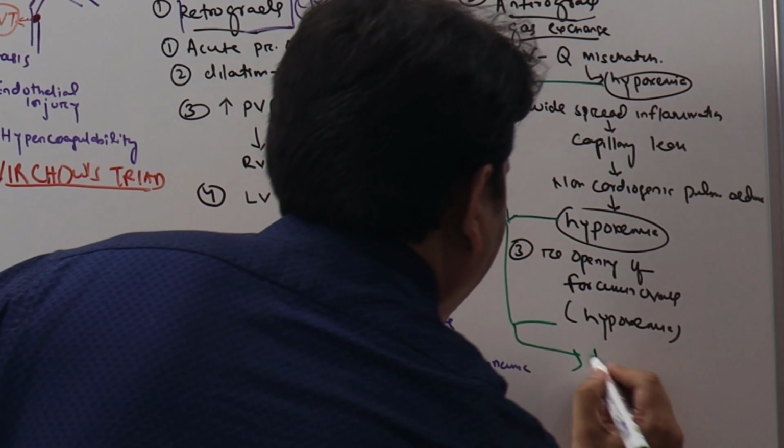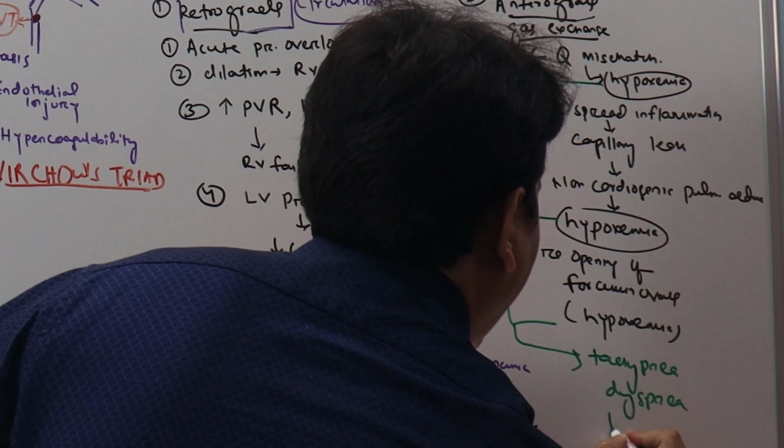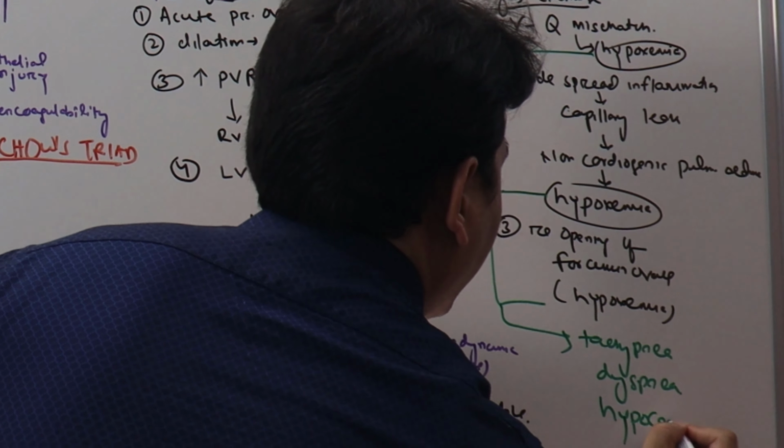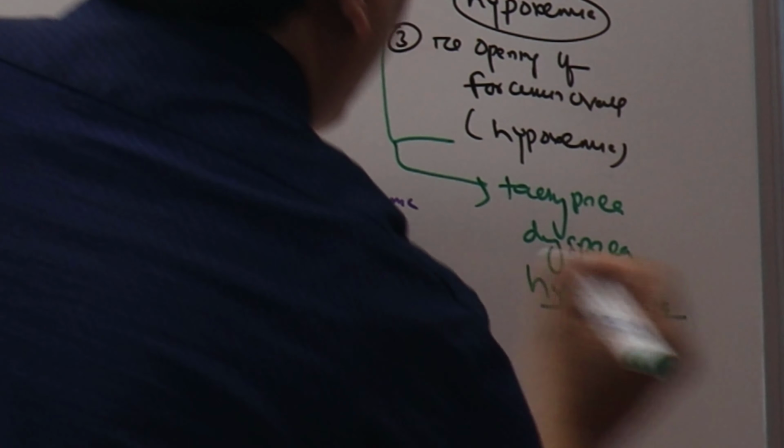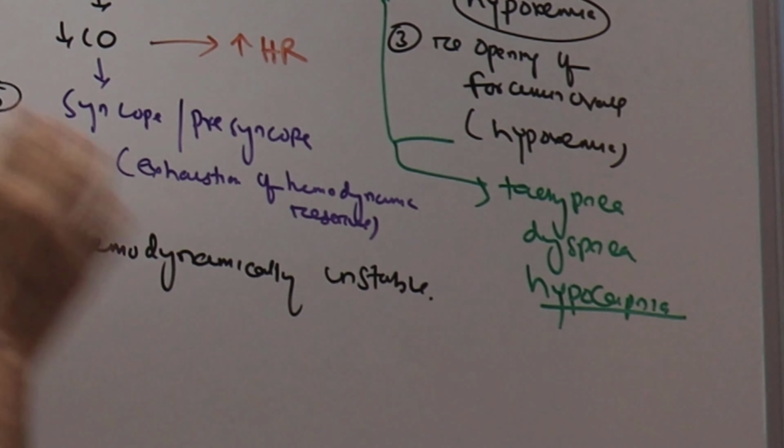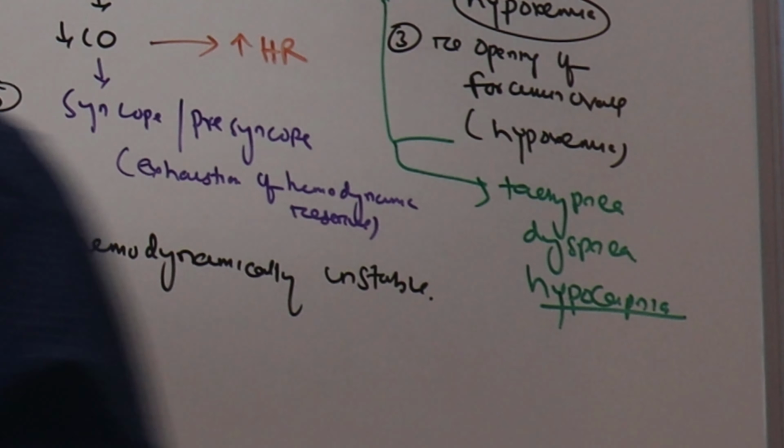By tachypnea, dyspnea and hypocapnia. Remember, carbon dioxide is not perfusion limited. So carbon dioxide washout will be very good in pulmonary embolism, but there will be hypoxemia which will be compensated by tachypnea and dyspnea, right?